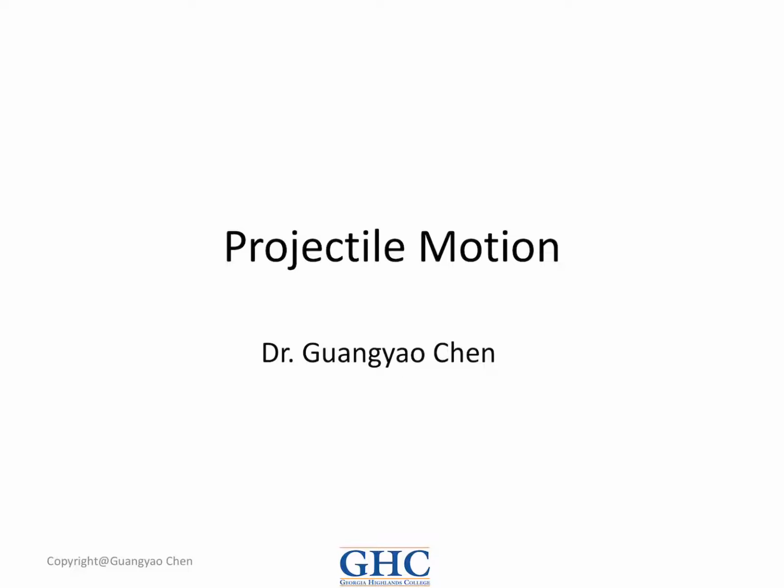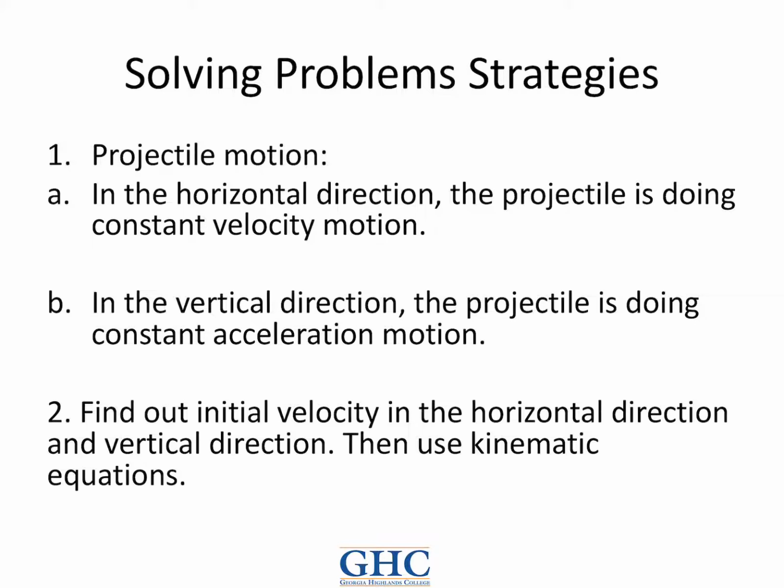So today we are going to go over two examples in projectile motion. First of all, let's see what a projectile motion is. Projectile motion is a motion where an object is flying in the air and the only force acting on it is gravity. Because the only force acting on it is gravity and gravity is always pointing down, there is no acceleration in the horizontal direction.